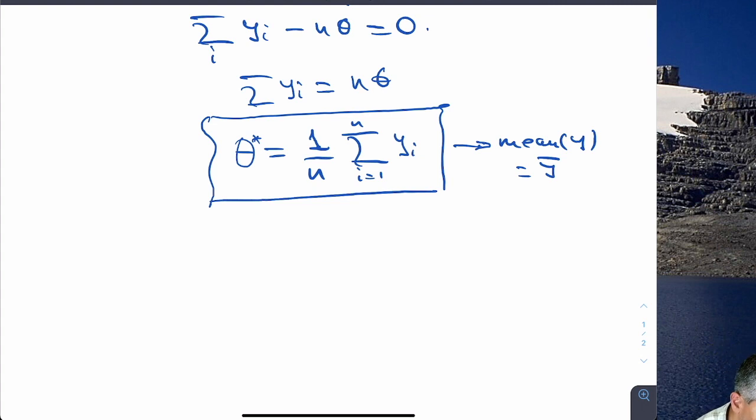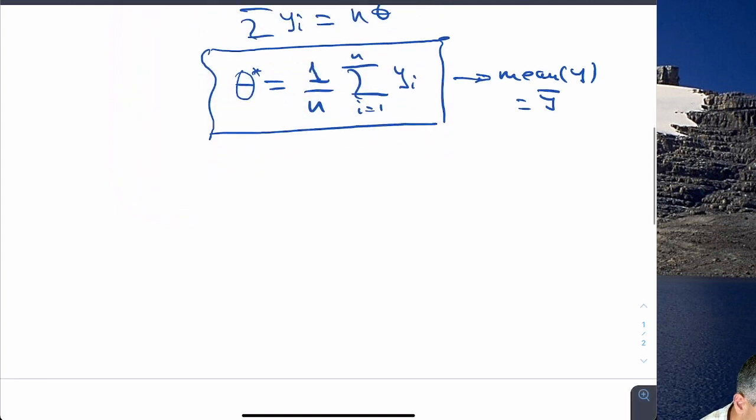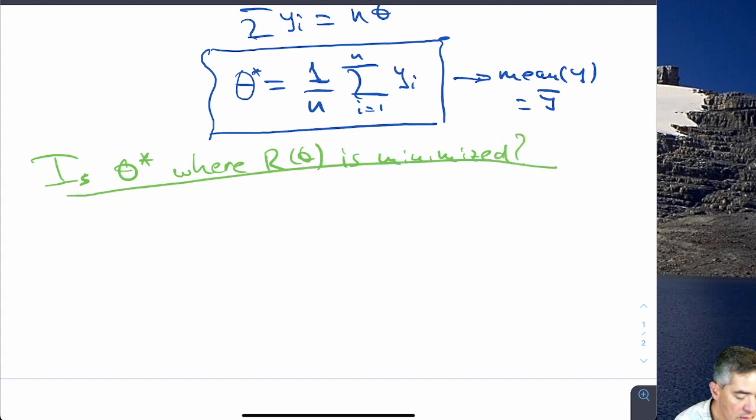The question is, is this value the minimizer? Does the function truly reach its minimum there? So the question we need to answer before we're done is, is theta star where r of theta is minimized? That's the question before we declare victory that we need to answer.